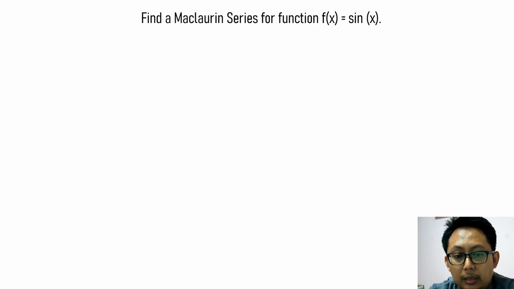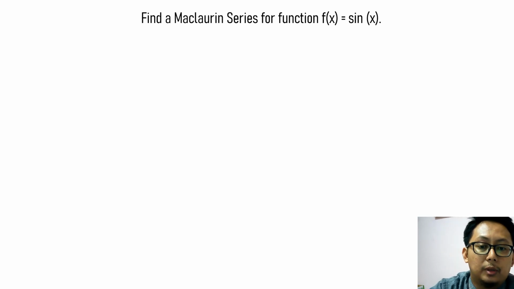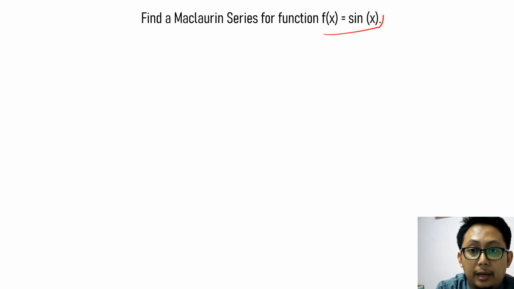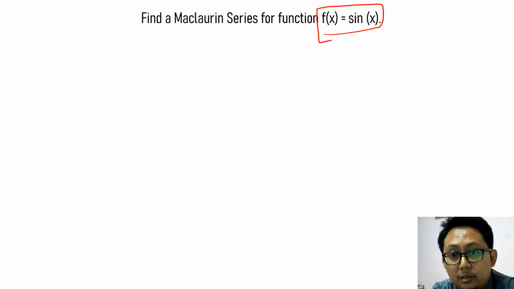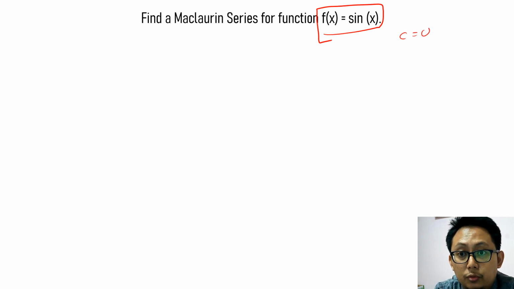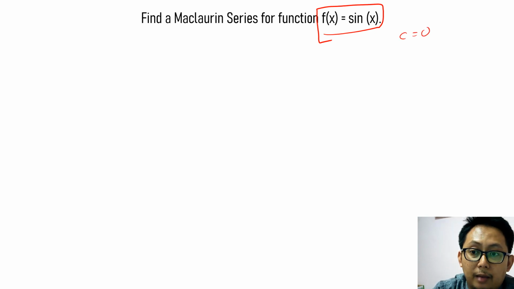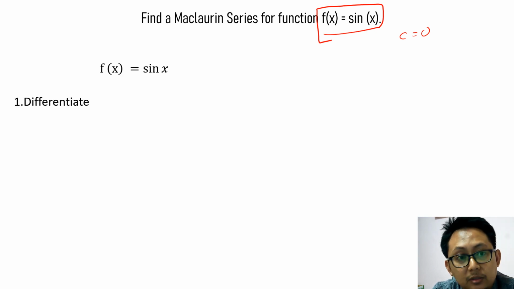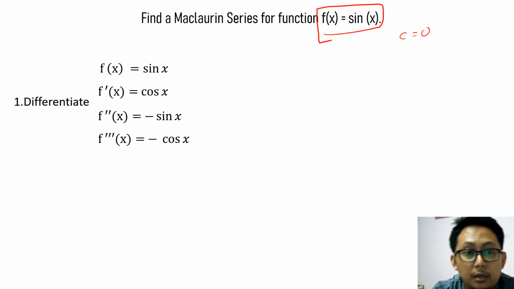To make it easier, it is better to do an example. So we try to find the series for the function f(x) equal to sine x. Since it is the Maclaurin series, C is equal to 0. So let's see what happens. First, we need to differentiate. If you remember, differentiating sine x becomes cos x. Differentiating cos x becomes minus sine x. Differentiating minus sine x becomes minus cos x.